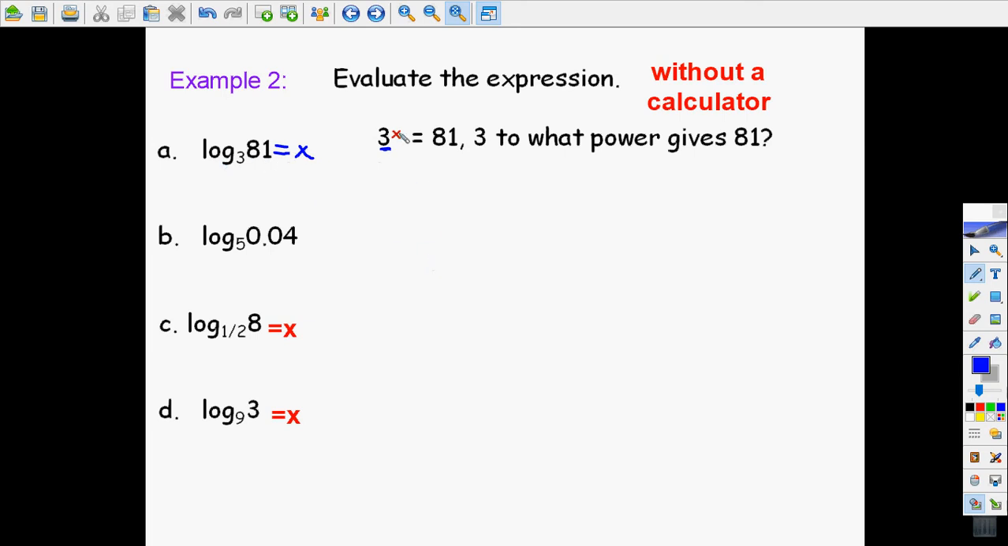Logs always equal exponents, so the x is going to go in the exponent, equals 81. The big number here is going to go on the other side at 81. So this is really asking us 3 to the what power gives 81.